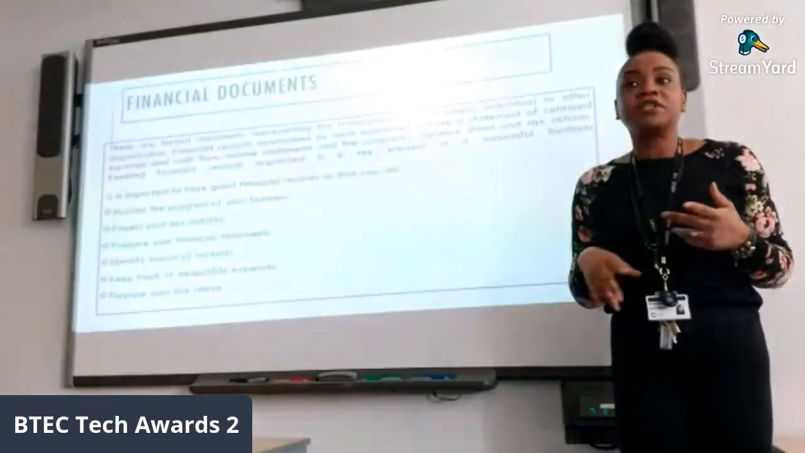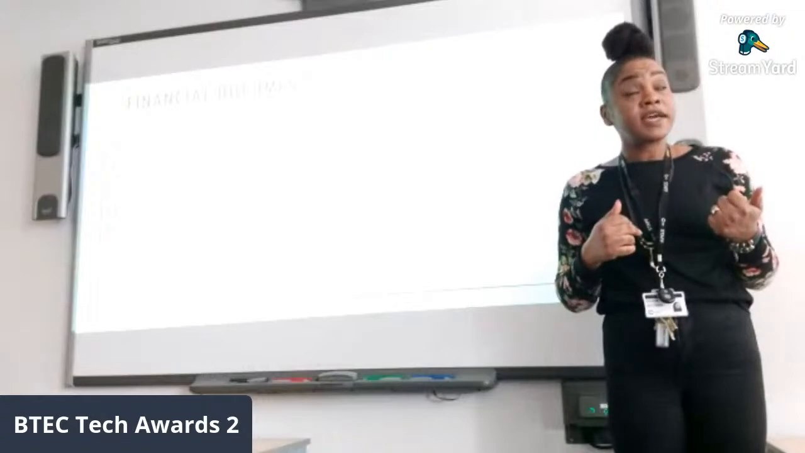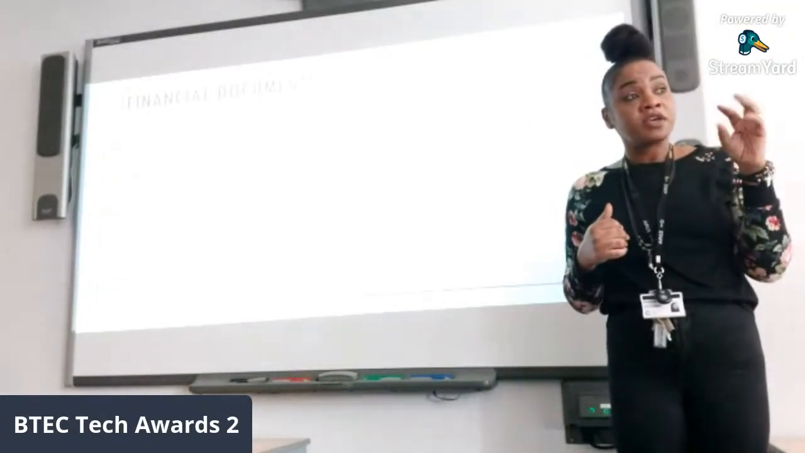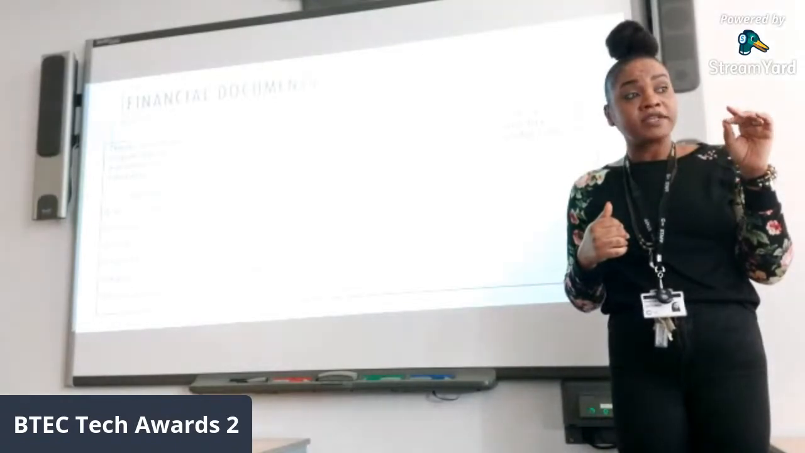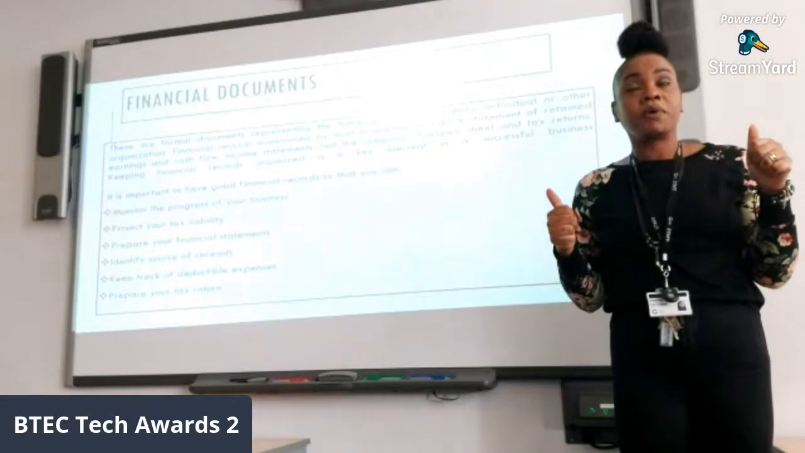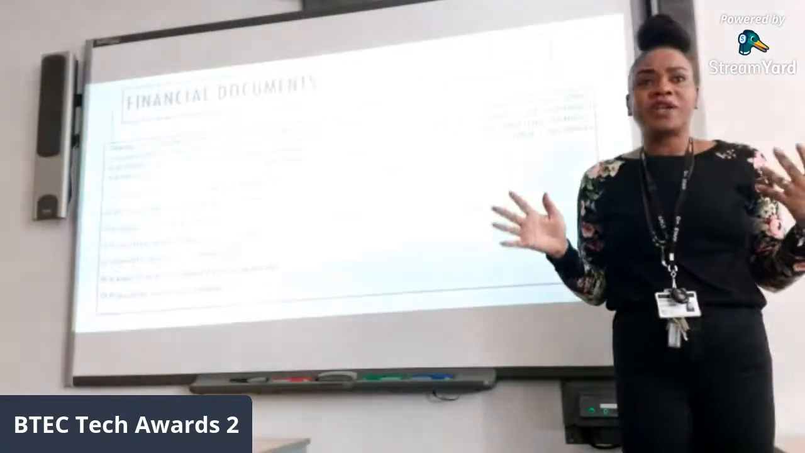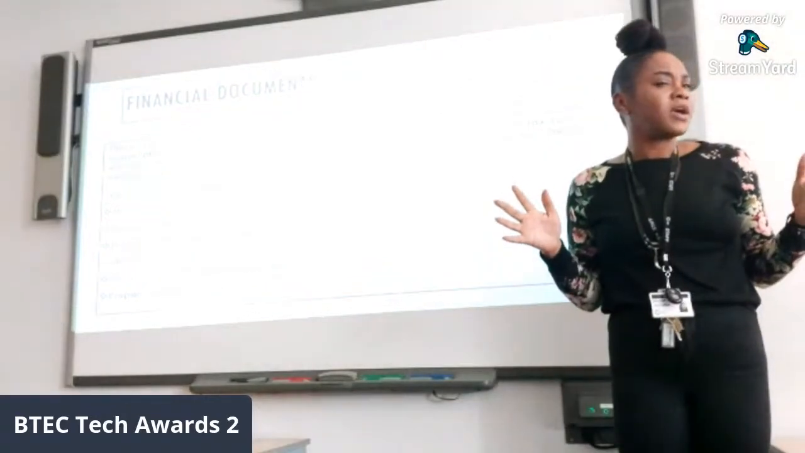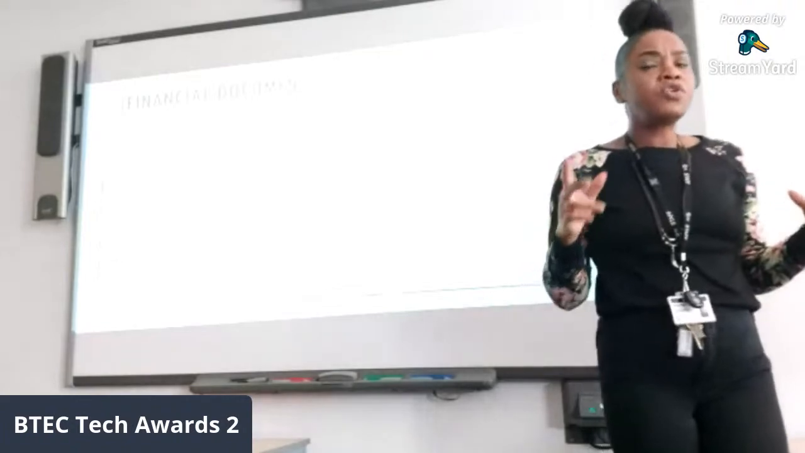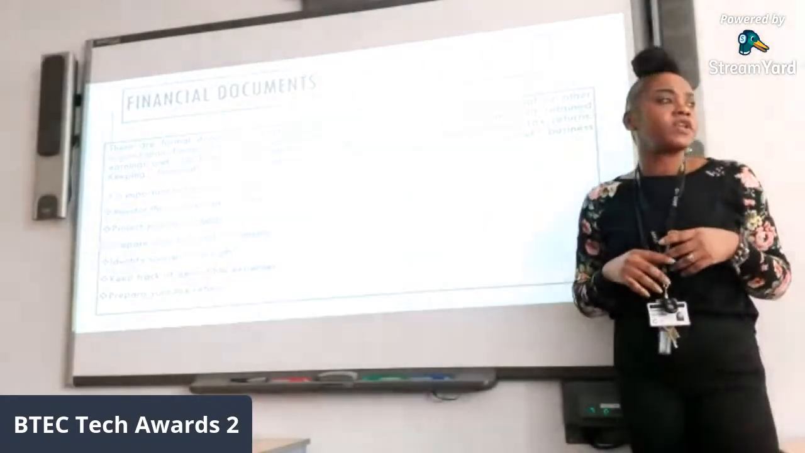Any financial document, you have to check your bank statement regularly. Like yesterday, I saw an item on my bank statement that I did not use, and I need to call the bank. I saw £28 went through, and I'm like, I didn't buy anything for £28. So you need to check your records and update your records as often as possible.